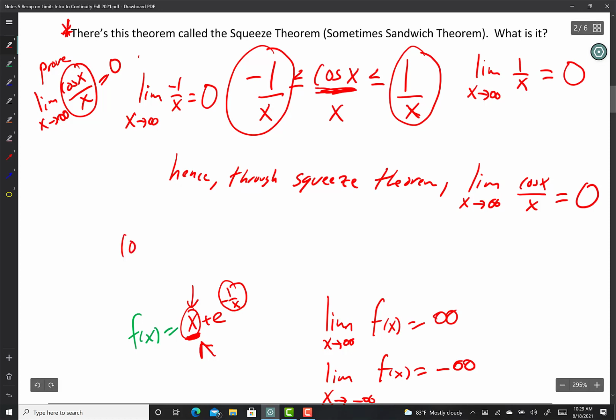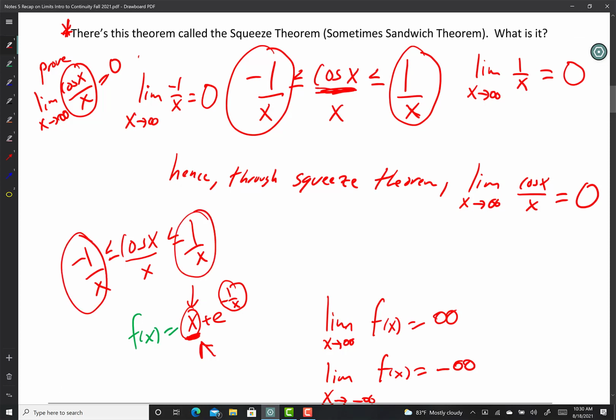I wrote cosine x first, like that. And I said, what's the biggest cosine x is? 1. What's the smallest cosine x is? -1. And then I just did, divide by x, divide by x, divide by x. Whatever you do to one, you do to the other. And then I evaluated this expression and evaluated that expression.